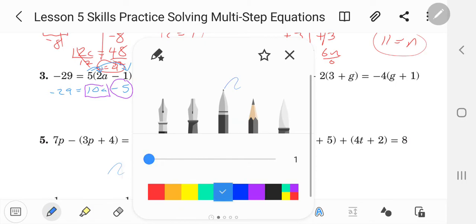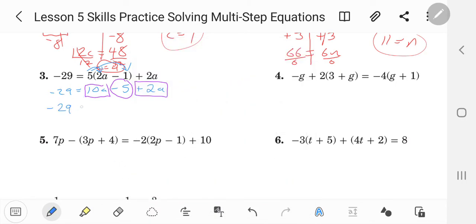Now, we are going to just bring everything down and combine those like terms. So 10a plus 2a gives me 12a, and I just bring down my minus 5. And now I'm ready to start solving. I'm going to draw my line down. I'm going to get rid of this non-variable term first by adding 5. That gives me negative 24 equals 12a. Divide by 12, divide by 12. And that gives me negative 2 equals a. So negative 2 is the result for number 3.